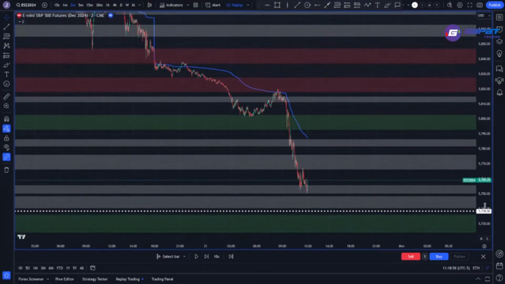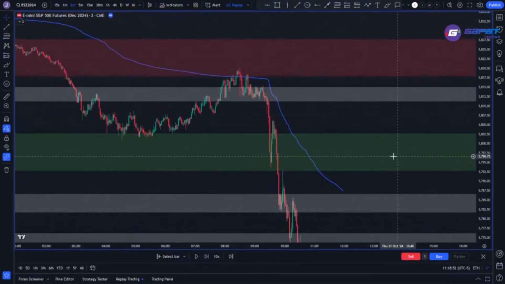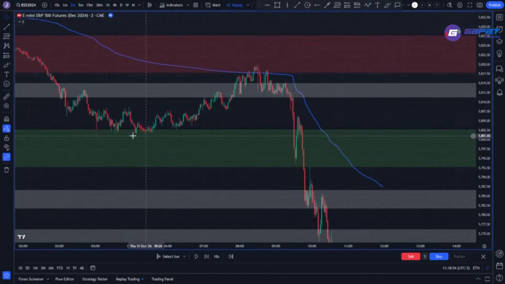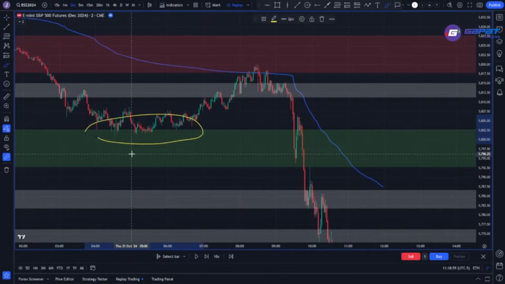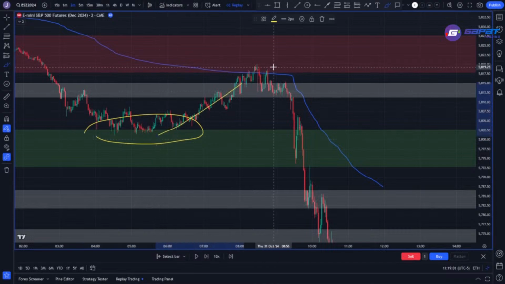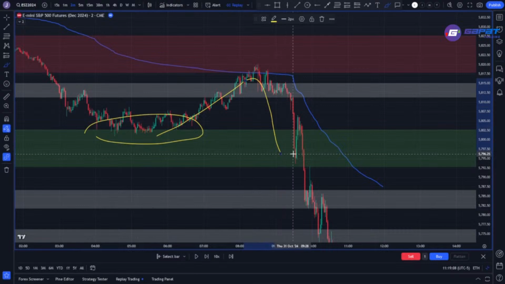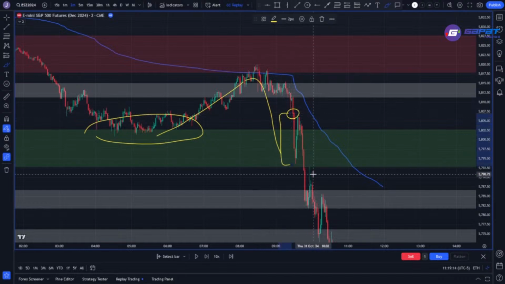Okay, so this was the overnight session right here, touching the level, testing it, pushing away. It's not wrong to be going long when price retests it once the market opens. So market open is actually right here, and we see price flush down into this level.